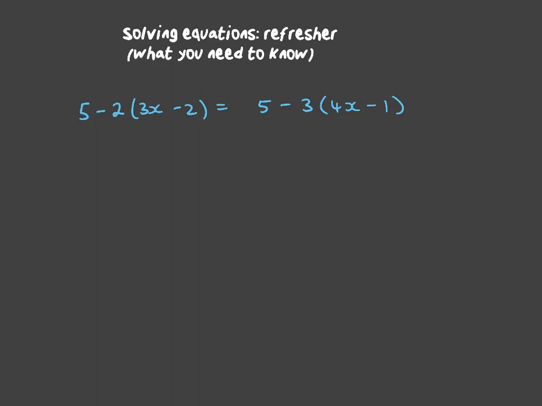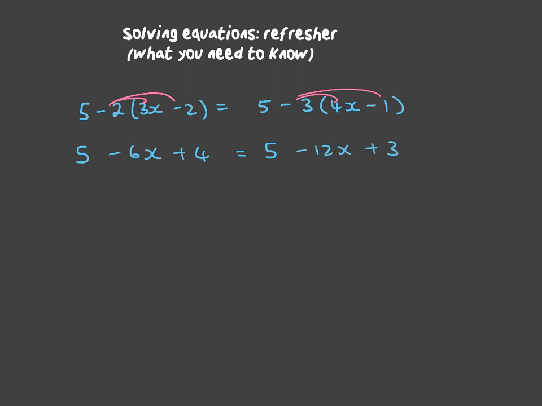So here we go. So keep the 5 there in front, okay, and then what we're going to do is multiply that negative 2 and distribute it to both terms. So we've got minus 6x plus 4. And on the right-hand side, we do the same, keep the 5 there and distribute the negative 3 to both terms. So we've got negative 12x plus 3.